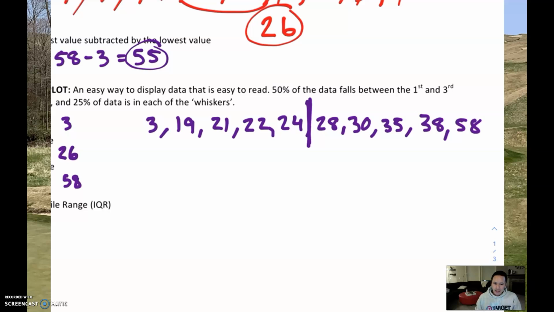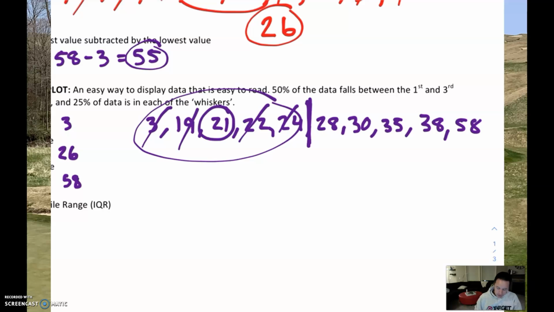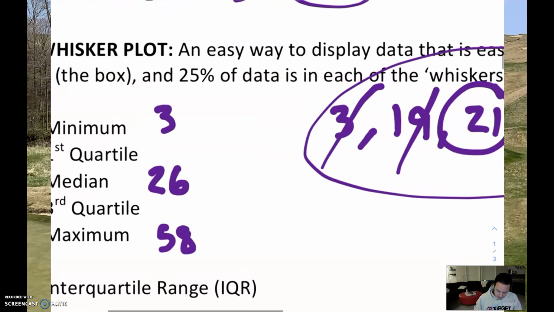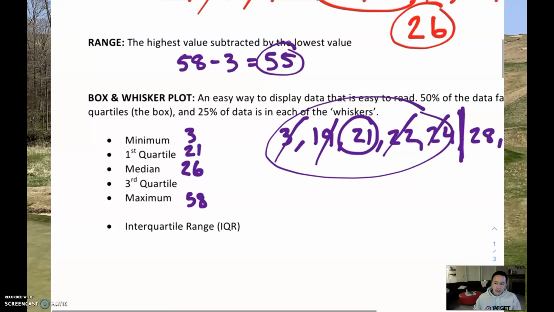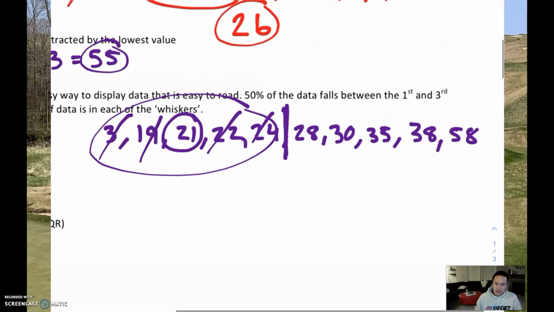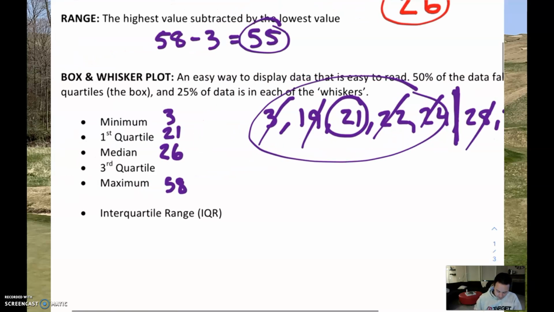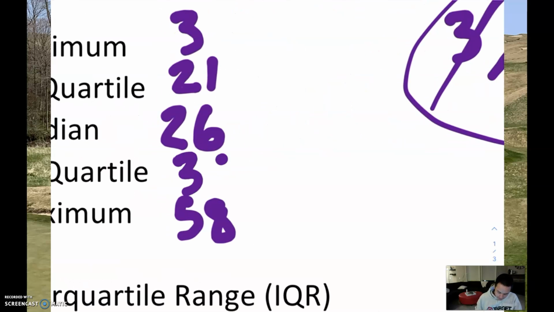The first quartile is the median of the left half, so the first half of numbers. If I'm looking at this first half of numbers, we'll cross out the ends, and we get 21 in the middle. That's our first quartile, 21. And the third quartile will just be the median of the second half of numbers. So cross out the ends, and we get a 35 as our third quartile.